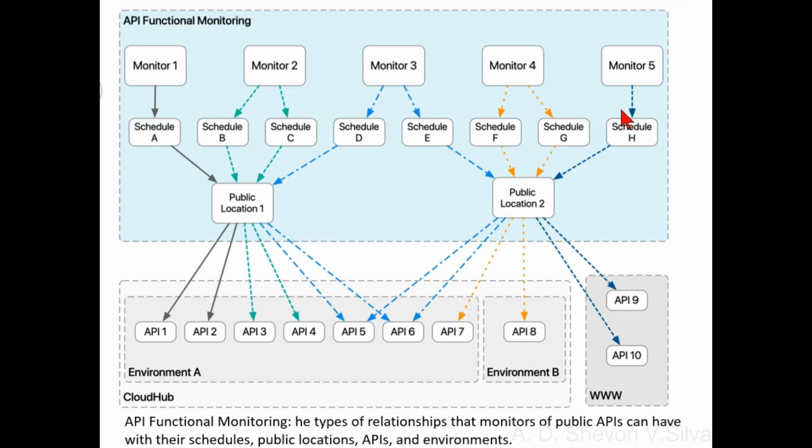Monitor 5's relationships are indicated with dark blue arrows. It tests APIs in a CloudHub 1.0 environment and on the web. Monitor 5 runs on a single schedule, Schedule H, although it could run on multiple schedules. The schedule is associated with public location 2. Monitor 5 is written to test one or more endpoints in public API 9 and public API 10, although it could also test endpoints in more public APIs. Both APIs are accessible on the web.